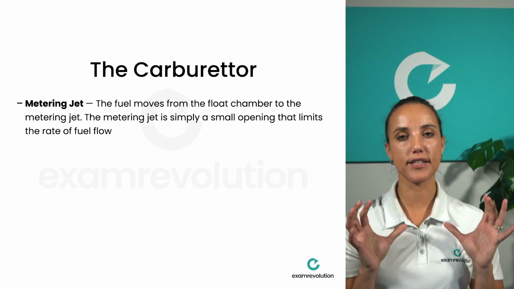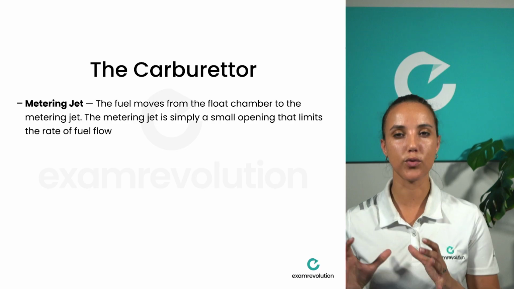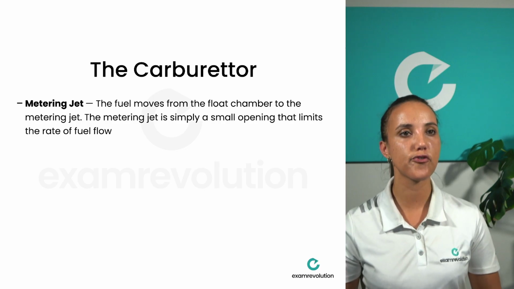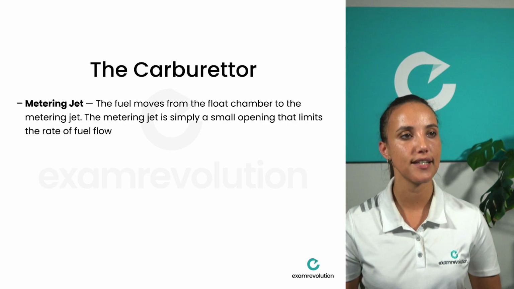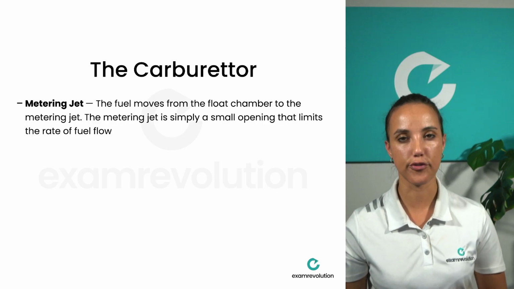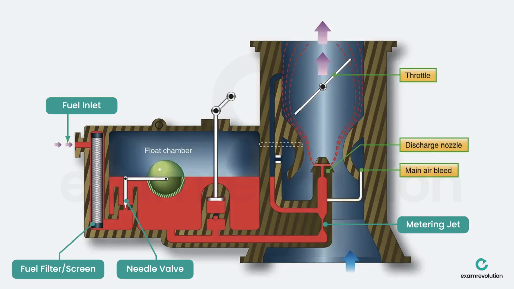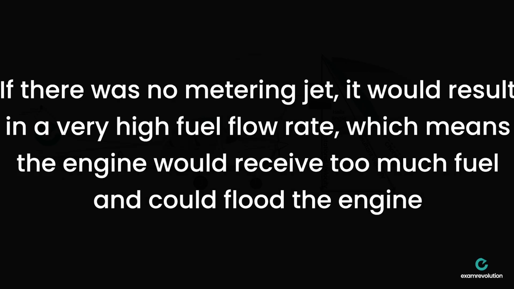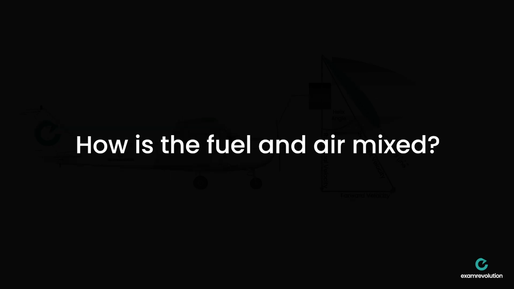Now, once the fuel is in the float chamber, it goes then to something called a metering jet. So the fuel moves from the float chamber to the metering jet, and the metering jet is simply a small opening that limits the rate of fuel flow. So as you can see on the right hand side, there's a small little opening that limits the amount of fuel going to the engine. Now, if there was no metering jet, it will result in a very high fuel flow rate, which means that the engine would receive too much fuel and could flood the engine.